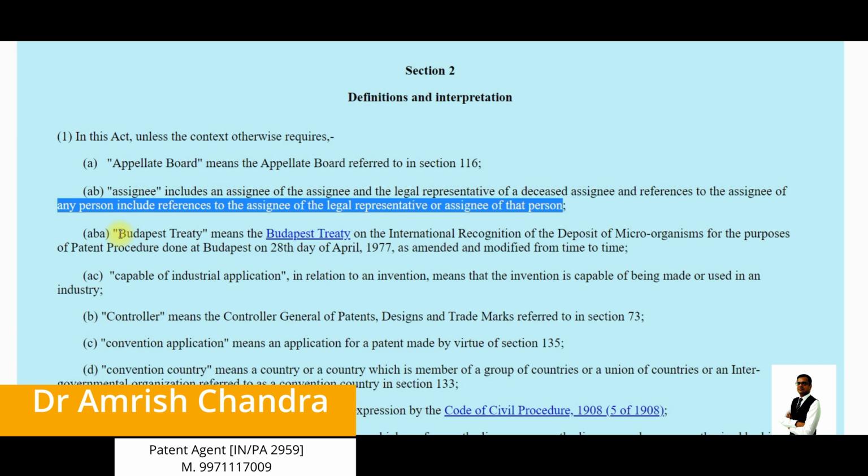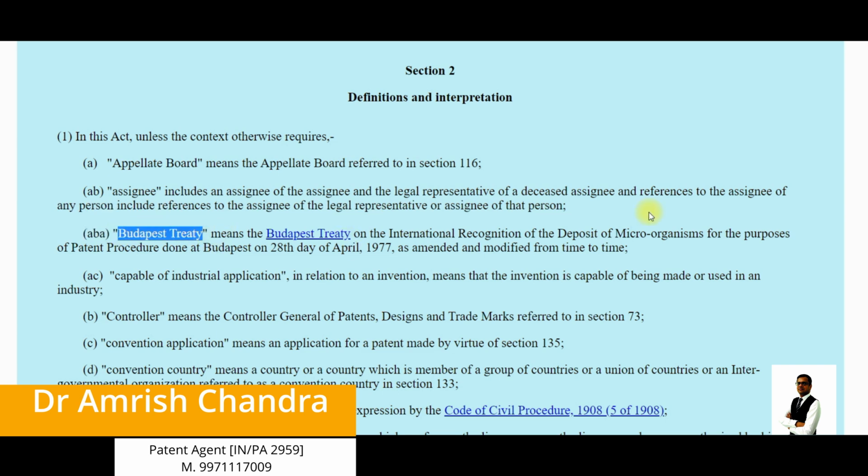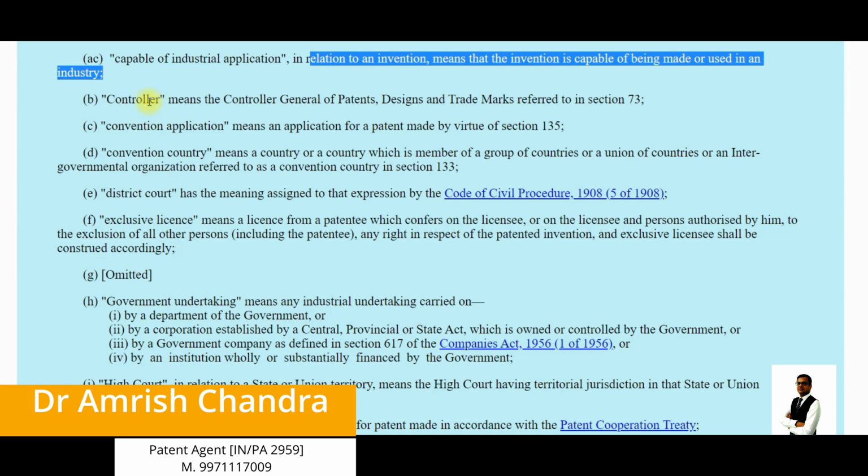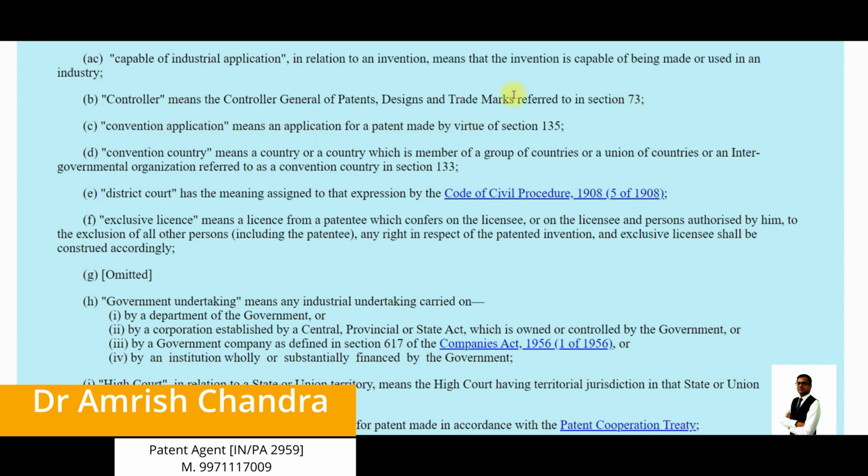Okay. Budapest Treaty, this is basically related to deposition of microorganisms. Capable of industrial application, it's a requirement of patentability and it relates to any invention, which means the invention is capable of being made or used in an industry. Controller means the Controller General of Patents, Designs and Trademarks as in section 73. Convention application, an application for a patent by virtue of section 135.